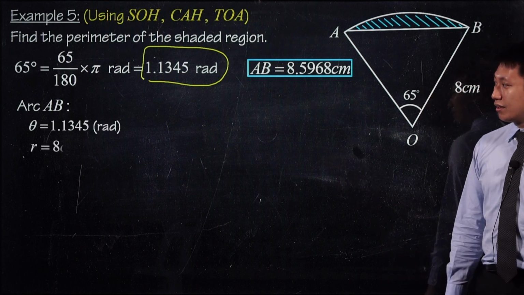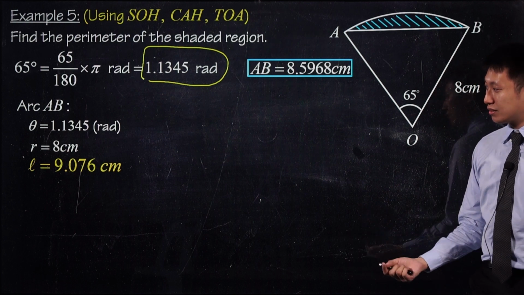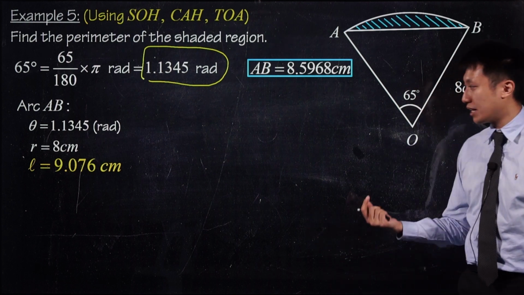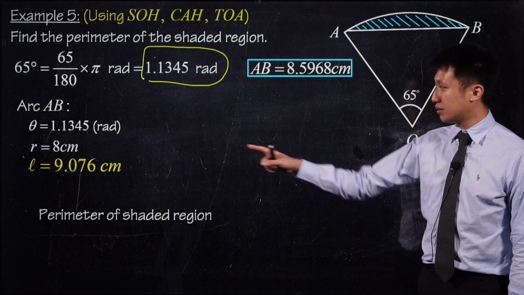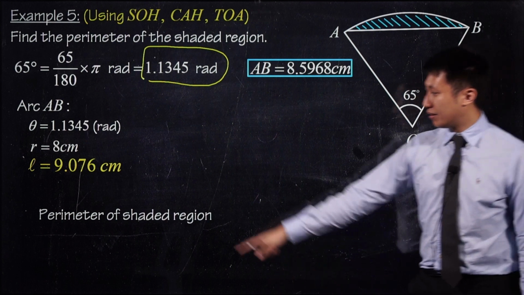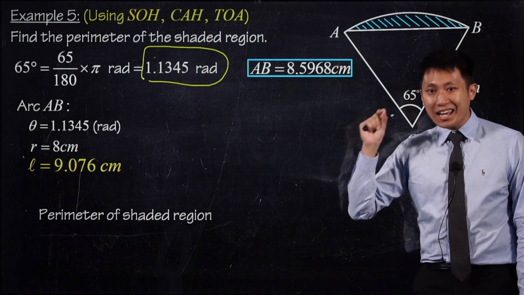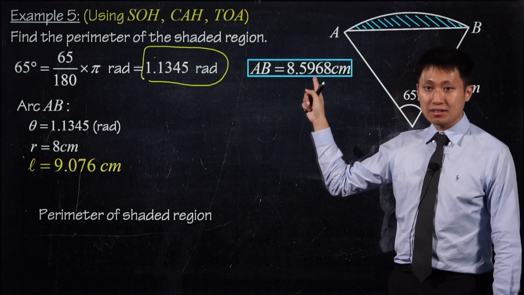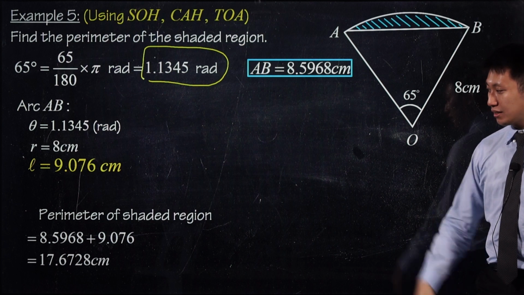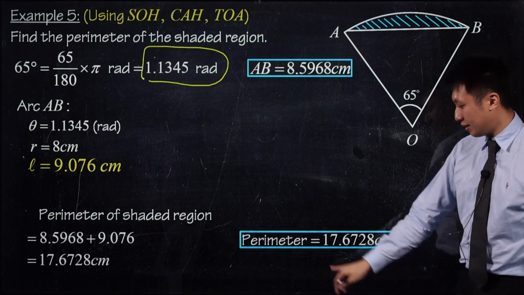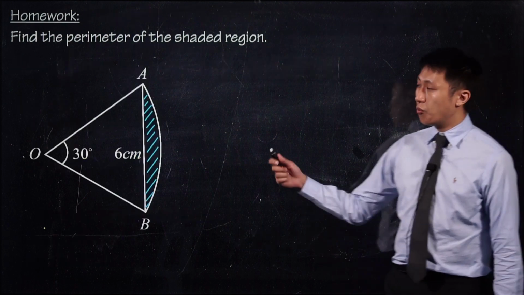So with radian, r theta is very simple already. Theta is that one, r is 8 cm, multiply them together, 9.076 cm. And then I just do what? Perimeter is just the sum of these two. Again, this is arc, this is line. Which one is longer? The arc is slightly longer. Does it make sense? Yes, slightly longer. That's right. The perimeter is 17.6728 cm.